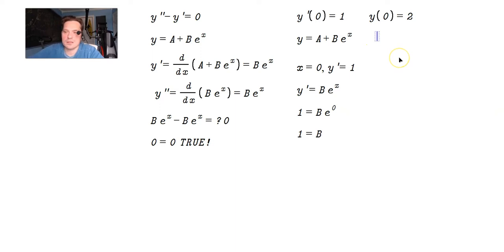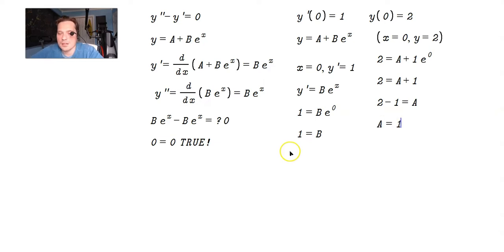Then you have to use the other one. When you say y of 0 equals 2, that's like saying we have the point 0 comma 2. This is your value of x, and this is your value of y. So you plug this in: 2 is equal to a, the quantity to be found, plus b, but b is 1, and then e to the 0. So you have 2 is equal to a plus 1. It looks as though you'd have 2 minus 1 as the value of a, so a is equal to 1.